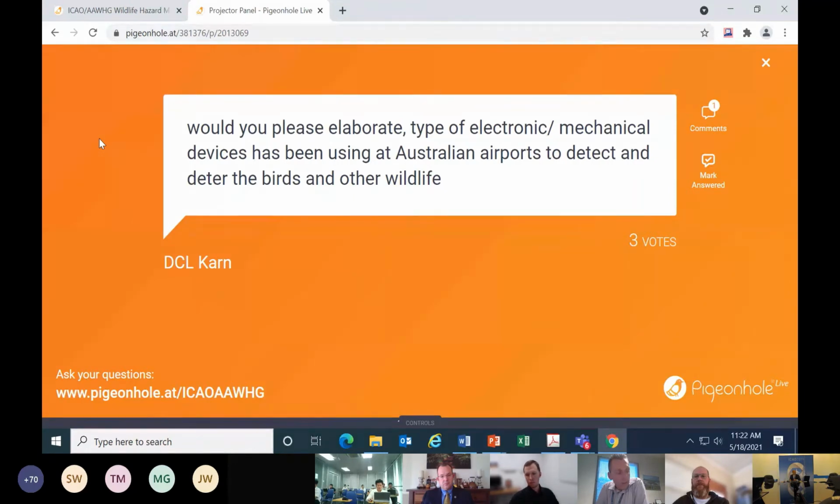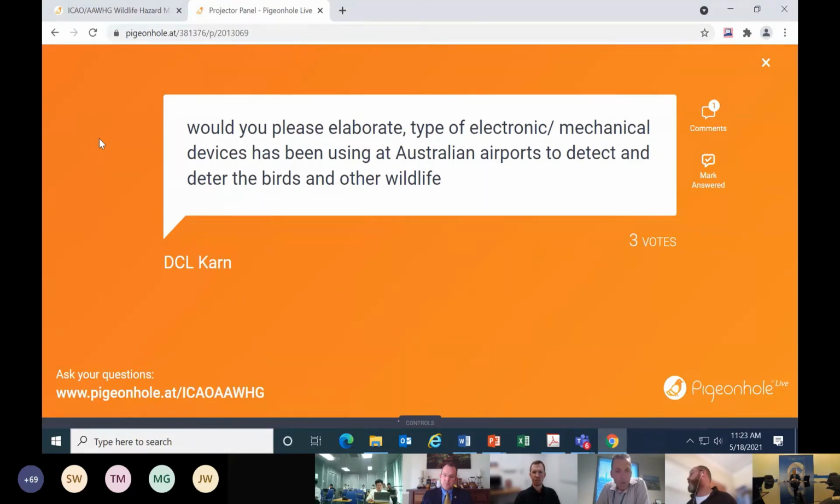I can start, Punya. We don't use any electronic devices. We have trialled them. We find them not very successful. When I say mechanical device, we have a gas cannon. We have a number of different tools in our toolkit, such as firearms, pyrotechnics, stock whip. We have a distress caller. We have the gas cannon.